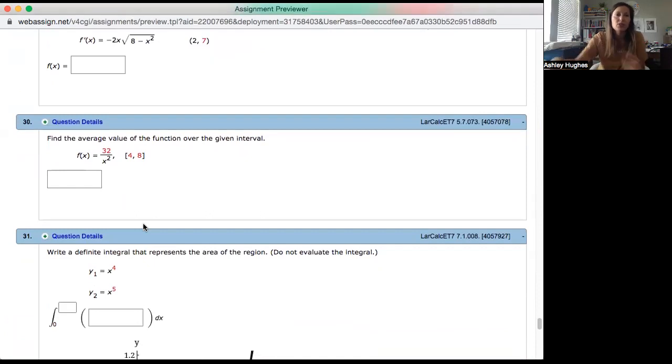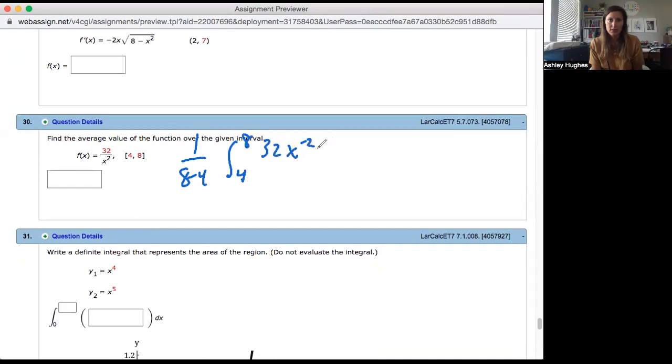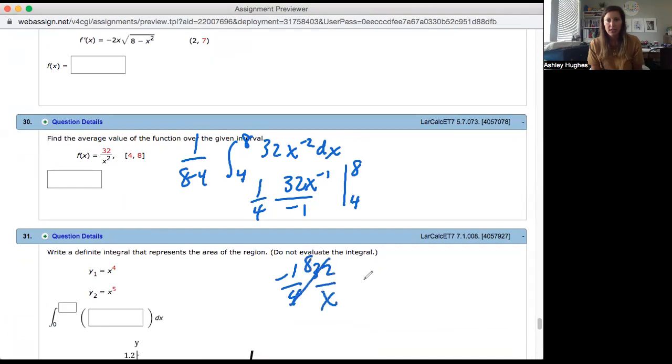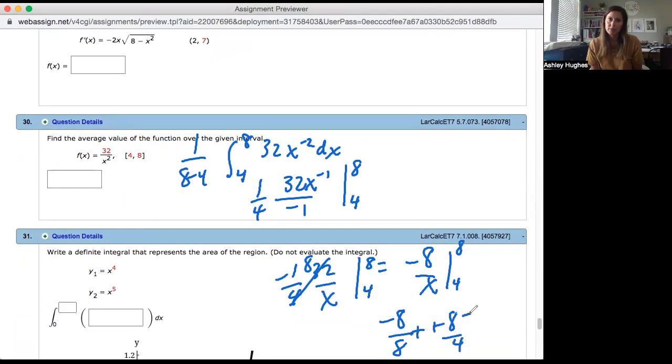Average value, you just integrate 1 over b minus a to b, 32x to the -2 dx. Add 1, divide by it. So -1/4, 32, so that becomes -8 over x. So this is -8 over x from 4 to 8. So that becomes -1 plus 2, so 1.